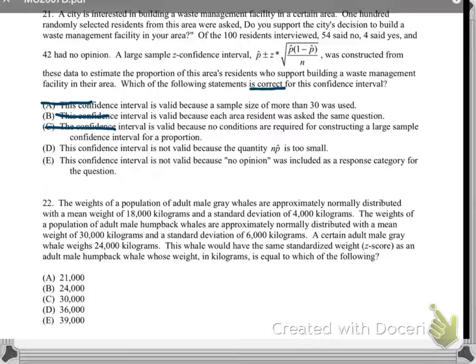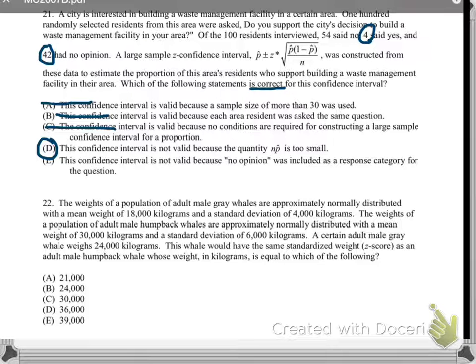Okay, so now all of those were that it is valid. Now these are where they're not valid. And they say because np is too small. Remember that the success and the failure have to be greater than 10. And so what do we have? We have 4 and 42. So what can I tell you? That 4 is not greater than 10, so therefore my sample is too small. So the answer is D. Okay, that's a good question.